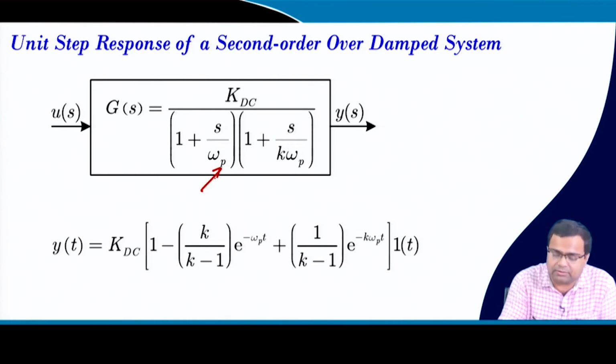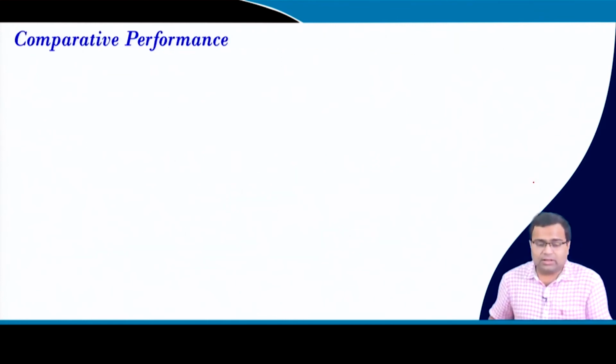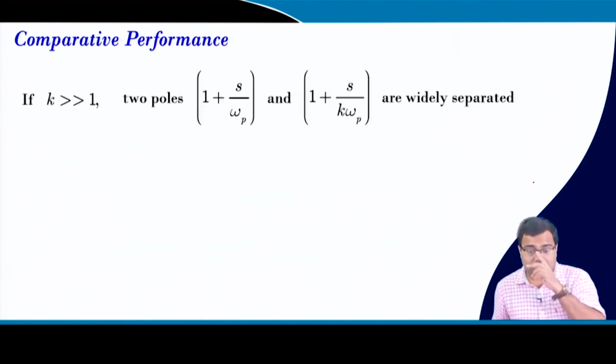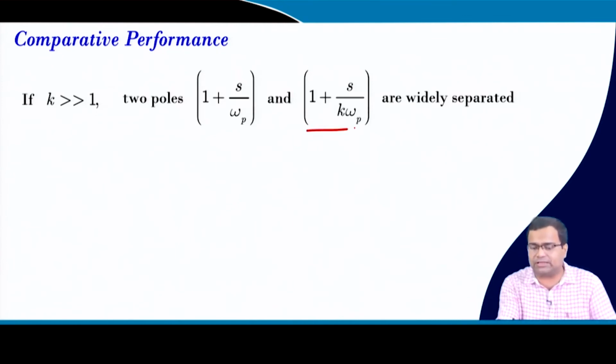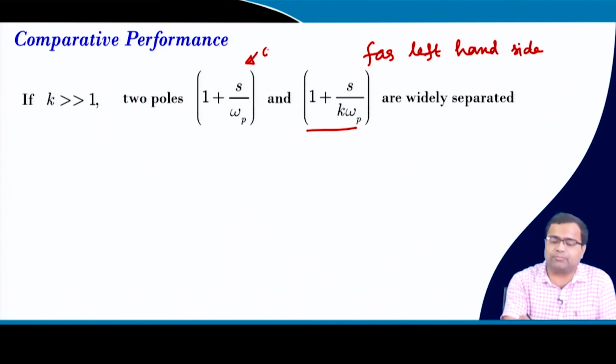So this is our low frequency pole, and this is our high frequency pole if k is much greater than 1. Now, if k is much greater than 1, the two poles are widely separated. This pole is far on the left hand side, and this will be our dominant pole that we have studied.